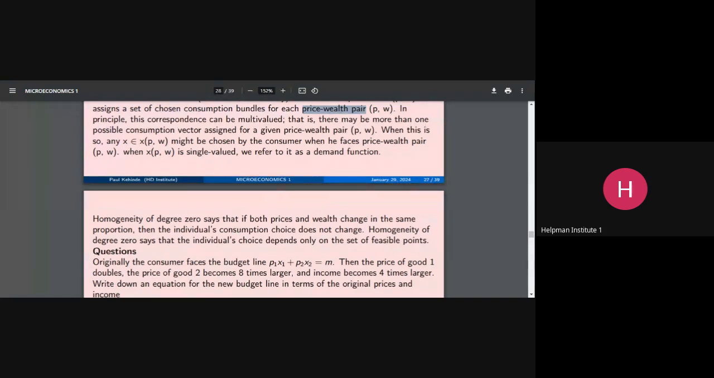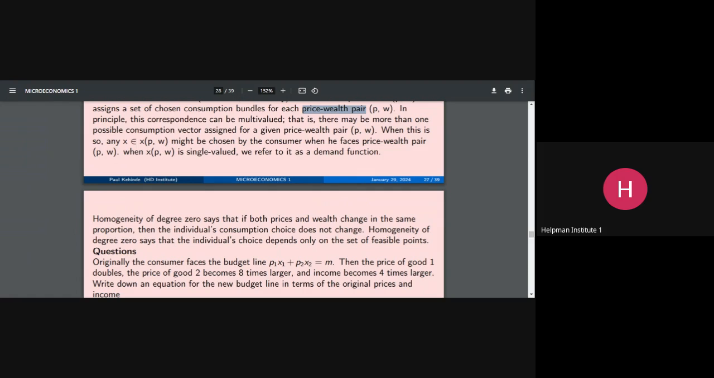So homogeneity of degree 0 says that the demand function, or the demand behavior of a certain consumer, remains unchanged whether price or wealth is being scaled by any particular figure. So even though the price and wealth are doubled or tripled, some consumers are not affected in their choices.